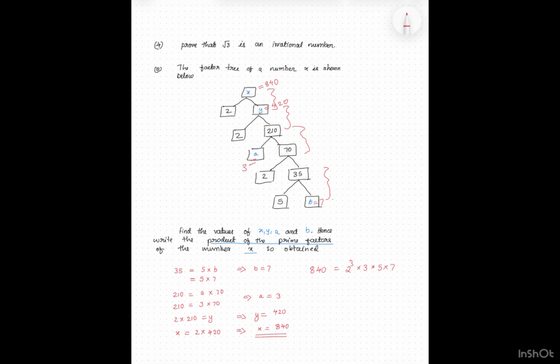The product of the prime factors, which are 2 into 3 into 5 into 7. So the product of prime factors 2 into 3 into 5 into 7 is equal to 2 into 3 is 6, 5 into 7 is 35, and that is equal to 210.